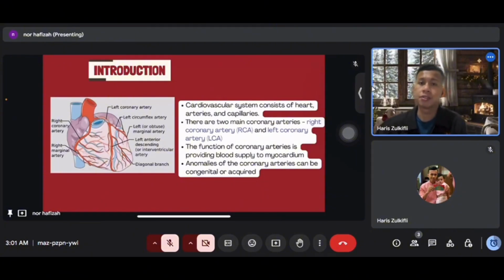Okay, for the introduction, the cardiovascular system consists of the heart, arteries, and capillaries. There are two main coronary arteries, the right coronary artery and the left coronary artery. The function of the coronary arteries is providing blood supply to the myocardium. Anomalies of the coronary arteries can be congenital or acquired.